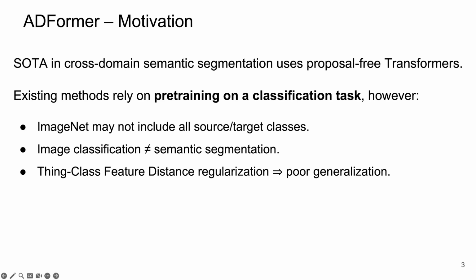We found the state-of-the-art methods for this task typically use proposal-free transformers. These methods rely on pre-training on a classification task. However, the ImageNet dataset may not include all source and target classes, and the image classification task is different to the semantic segmentation task. In addition, the same class feature distance regularization would lead to poor generalization in the cases where the classes are not seen in the pre-training.